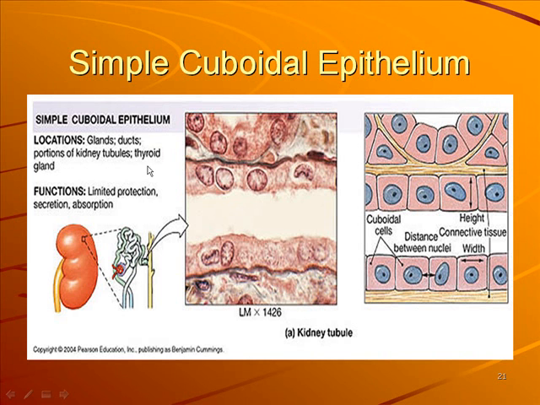Glands, portions of the kidney tubules. Also, you see another gland, the thyroid gland, where it can be located. Limited protection, secretion, and absorption. The key for you on cuboidal tissue is you know it's in the urinary tract. Now, that's the example I'm going to give you. When you take A&P 2, you'll find out cuboidal tissue is actually in a number of other places inside the body. But for the purposes of this exam and this course, simple cuboidal epithelial, you know that's in the kidney tubule.